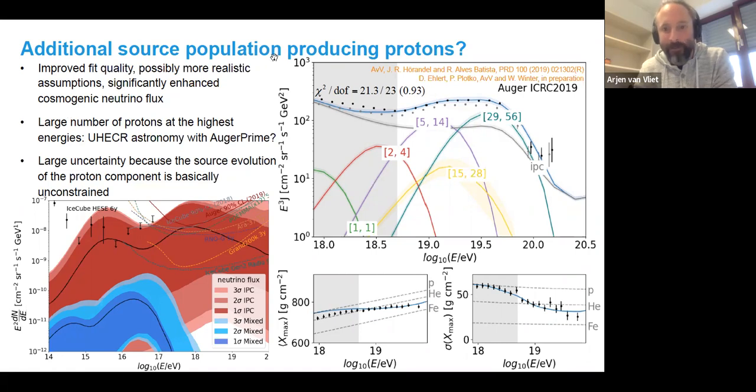So okay, if you now add such a proton component, you improve the quality of the fit, you have possibly more realistic assumptions, and you significantly enhance the cosmogenic neutrino flux, and you actually get some protons at the highest energy. So I think it's quite an interesting scenario to consider. And you get these large uncertainties basically because the source evolution is unconstrained.